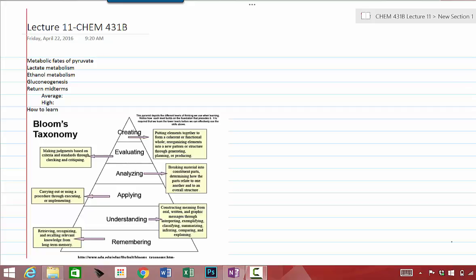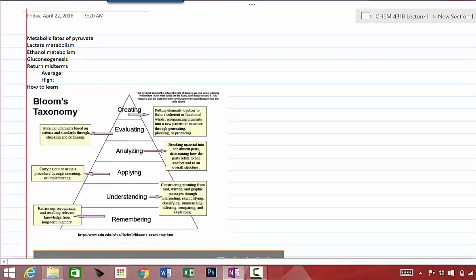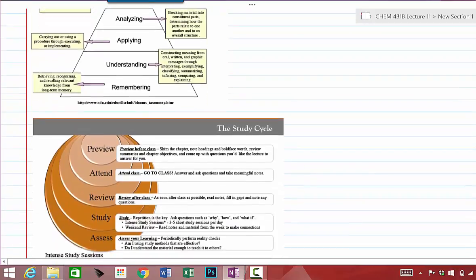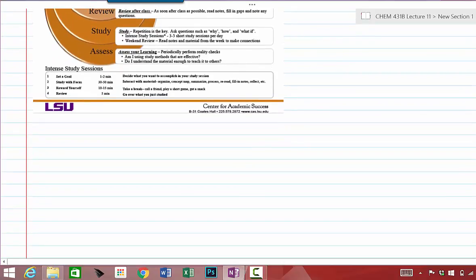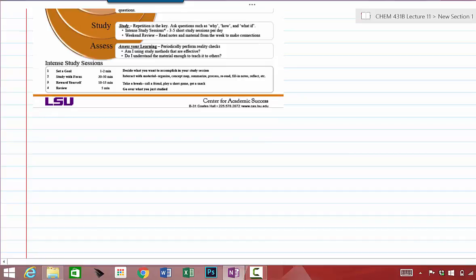We'll go over the key together, and then I want to talk a little bit about this thing called Bloom's taxonomy, which has nothing to do really with biochemistry, but it's a way of learning, and also something called the study cycle, which, to be honest, I wish I had been exposed to when I was an undergraduate. So I will expose you guys to these. Okay, so let's get started. And I'm recording this, so hopefully this will be a video when I get it uploaded into Moodle.